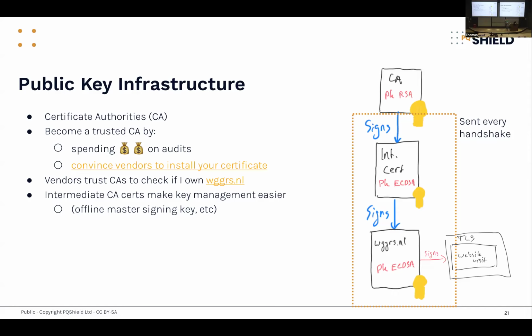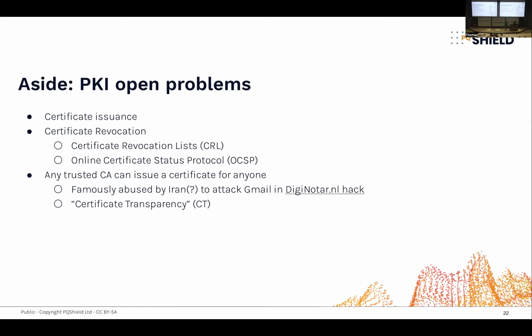CAs get instituted by spending a lot of money on audits, and you convince the vendors to install your certificates, and then they sort of arrange signing for us. On the surface, this seems very easy, but the PKI is actually quite a bit more complicated. We all know that cryptography is a tool to turn questions about confidentiality into questions about key management. So how do we issue certificates?